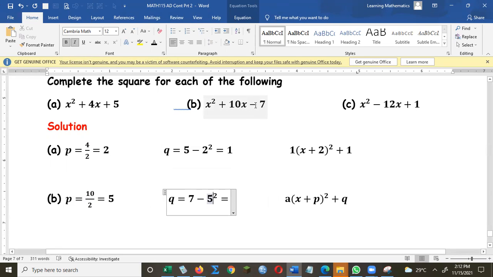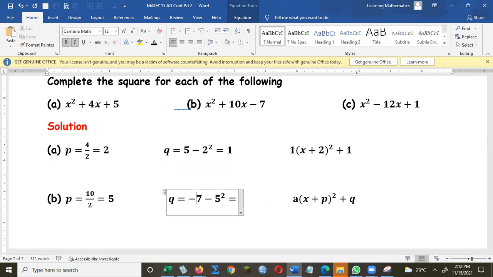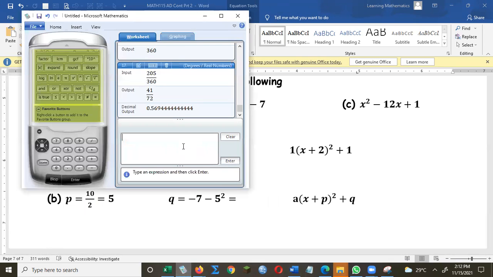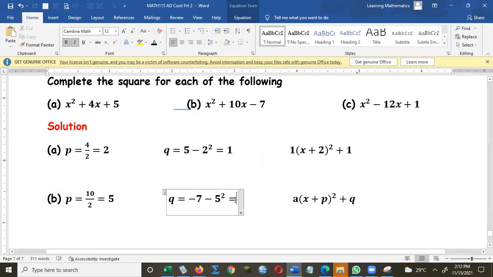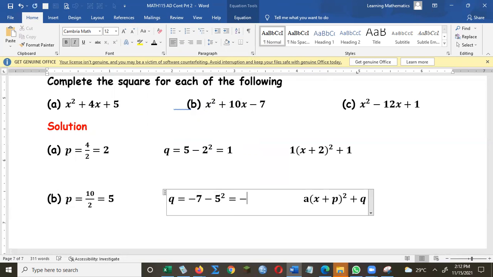Negative 7. Don't forget the negative. That negative sign belongs to the 7. Negative 7 minus 5 squared. You can just put it in your calculator as is. So please remember the negative sign if there's a negative. Negative 7 minus 5 all squared. And the calculator knows it has to exponentiate before it subtracts. Negative 32. You can prove my answer.